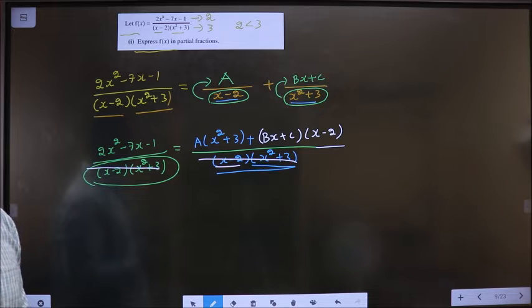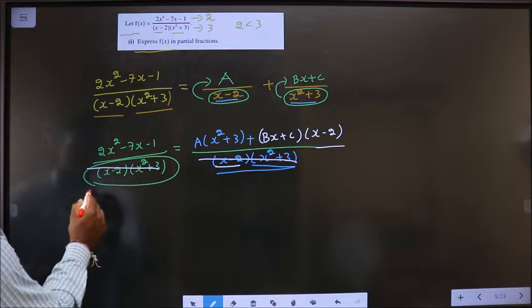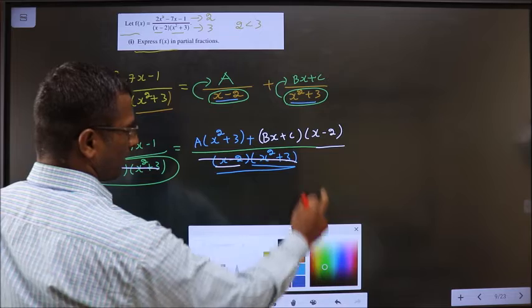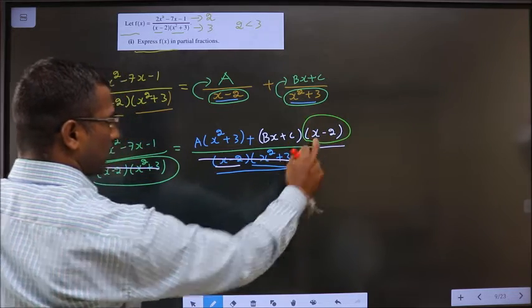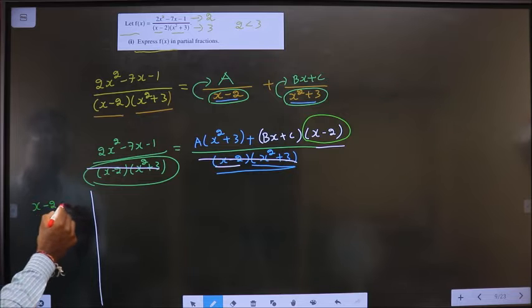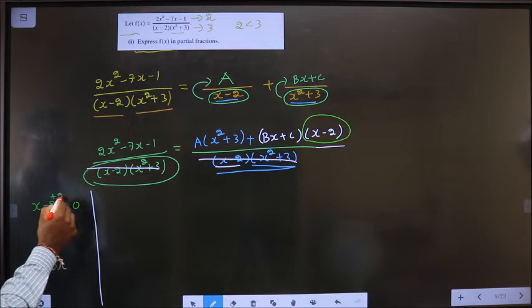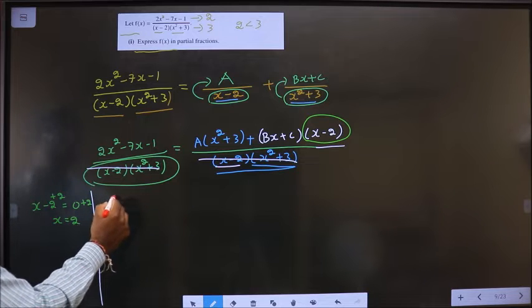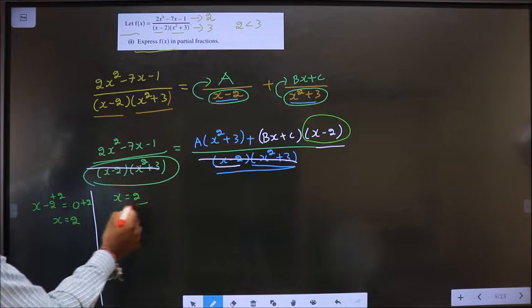Clear? And how do we get that? I start with making brackets 0. What do I mean is, see here. I try to make this bracket 0. So x minus 2 is equal to 0. Add 2 on both sides. So I get x equal to 2. So I start with x equal to 2.